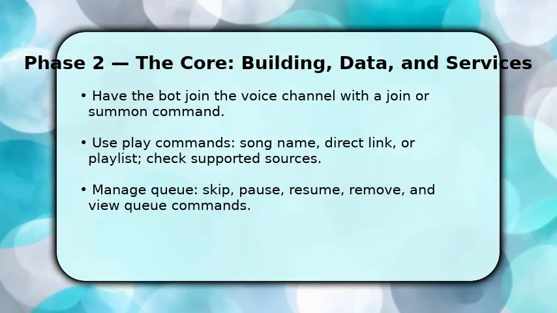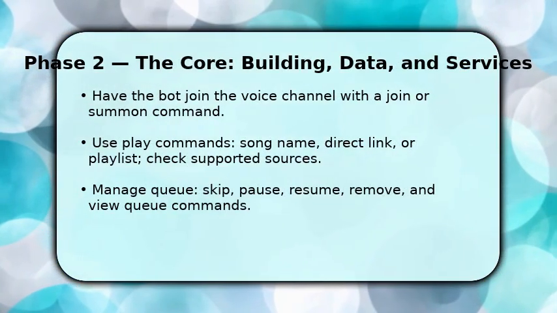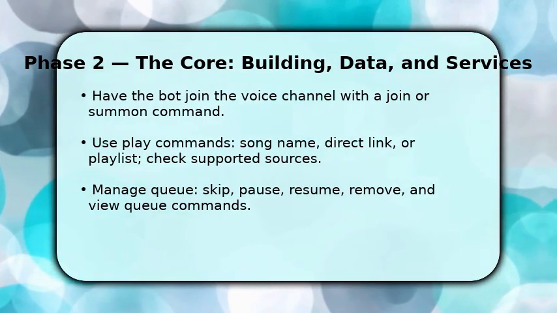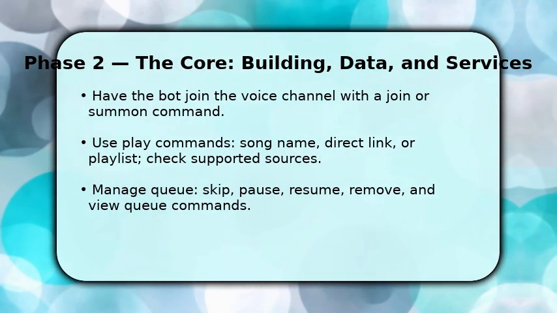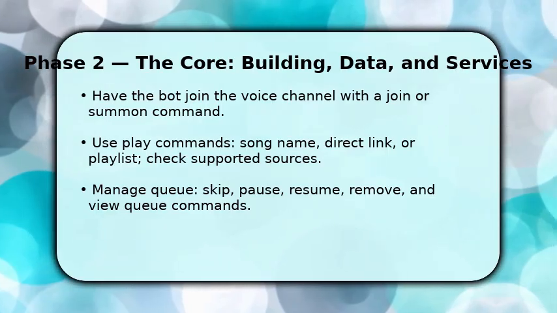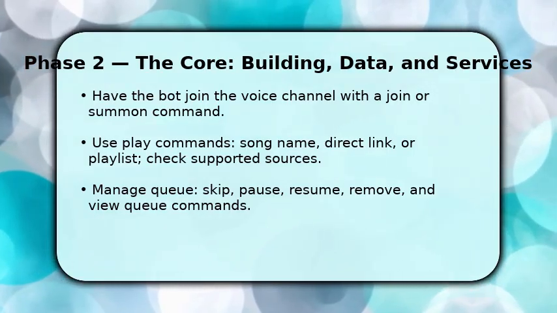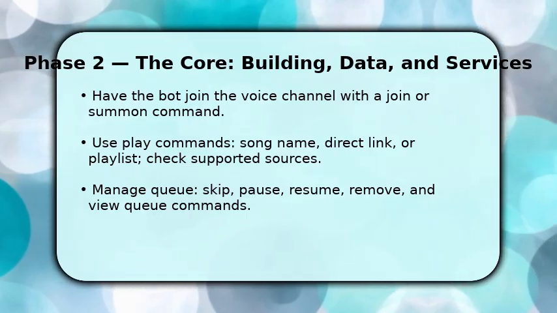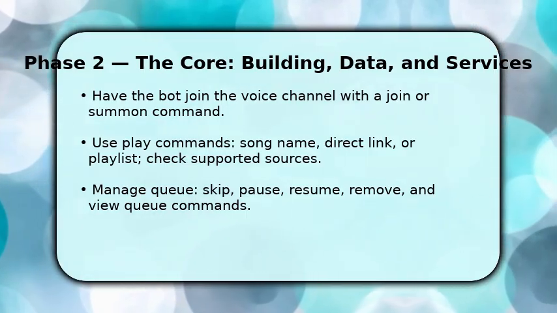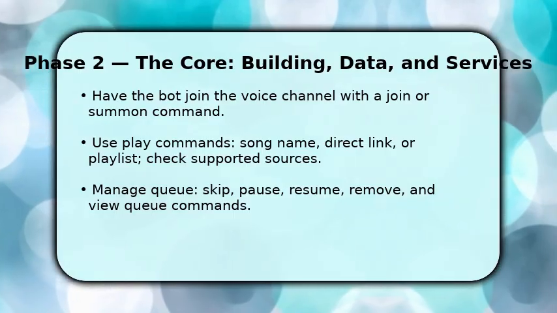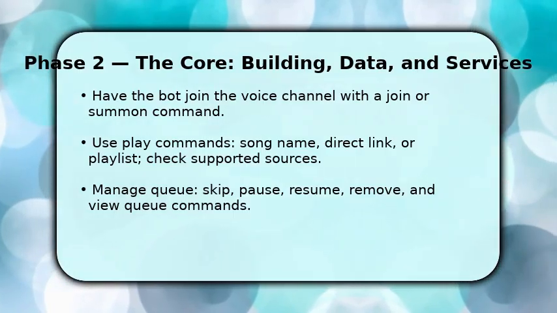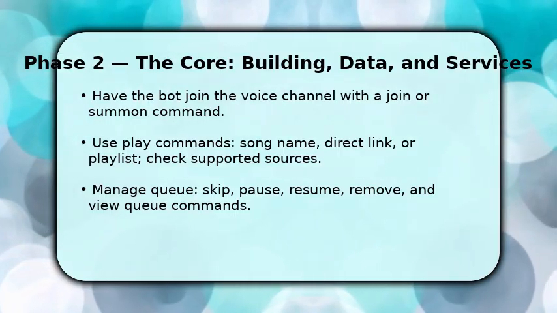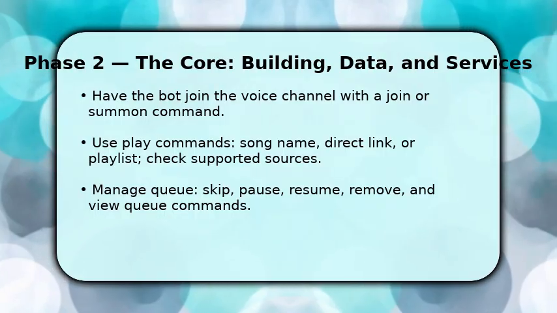Now you connect and cue music. Ask the bot to join the voice channel with the join or summon command and wait for its confirmation. Use the play command with a song name, direct URL, or a playlist. This lets the bot fetch audio from supported sources. Once tracks are added, manage them with queue-specific commands: skip when a song ends, pause to hold playback, resume to continue, or remove items from the list. Pay attention to bot feedback messages to track progress.